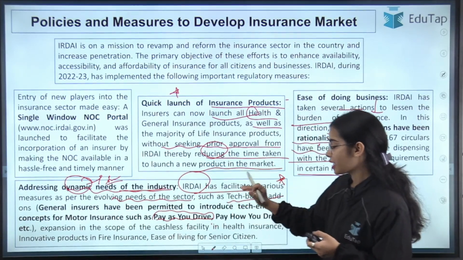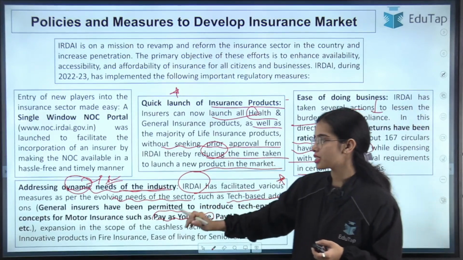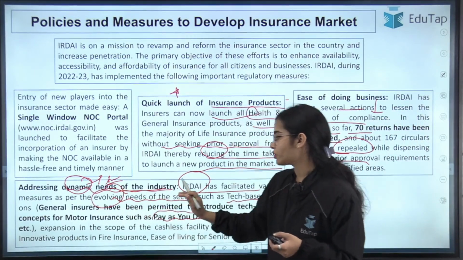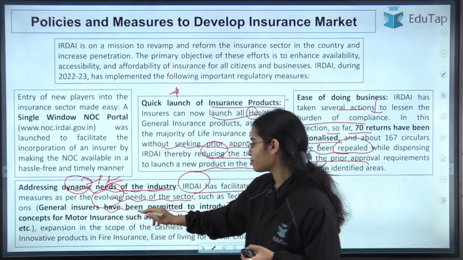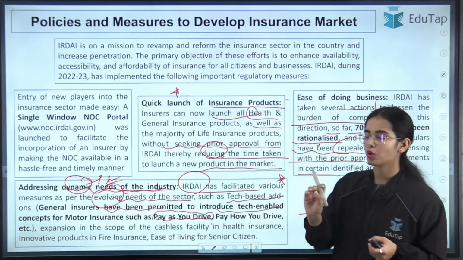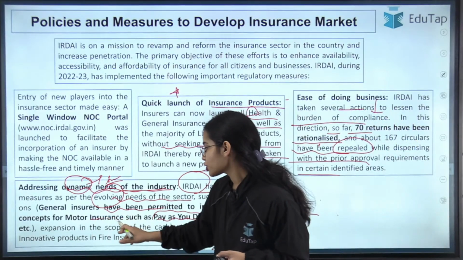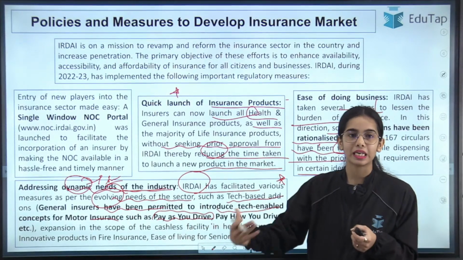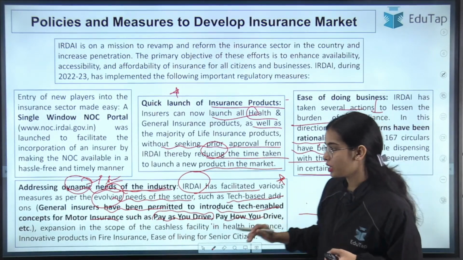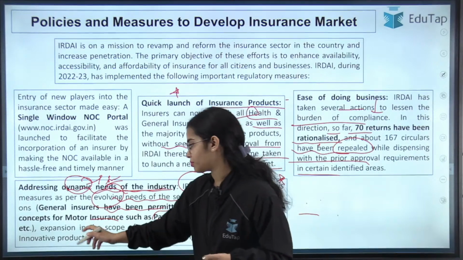So IRDAI has facilitated various measures as per the evolving needs of the sector, such as tech-based add-ons. General insurers have been permitted to introduce tech-enabled concepts for motor insurance, such as pay as you drive. If you are driving less, you will have to pay less premiums. Pay how you drive. So if you are getting into fewer accidents or something.